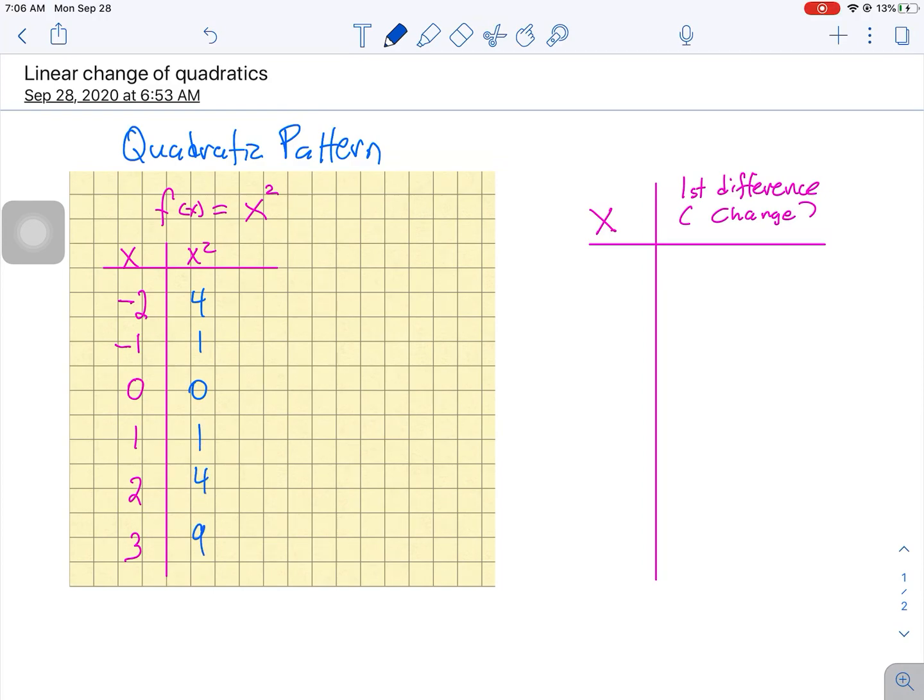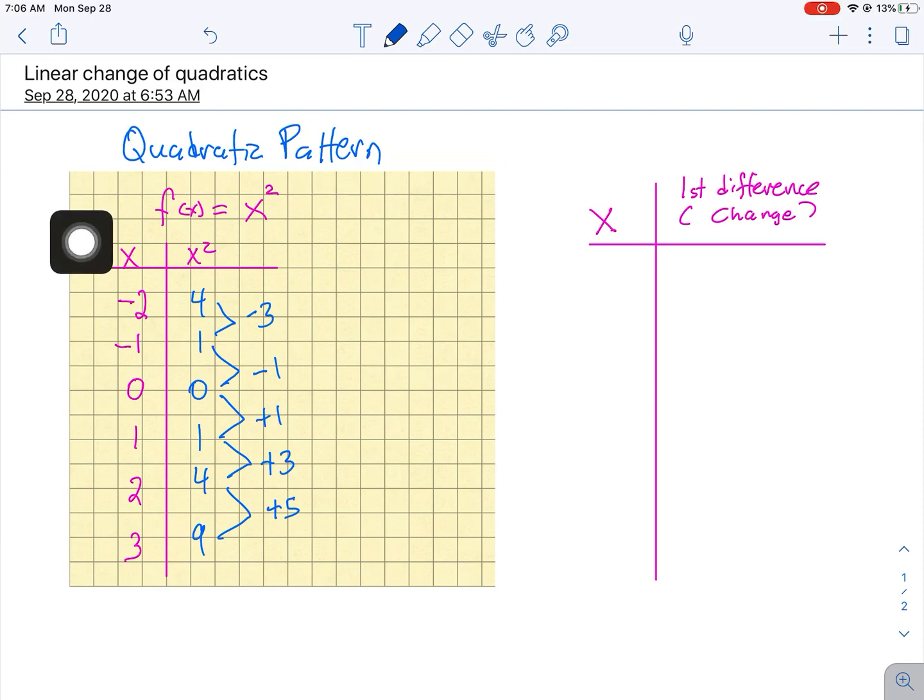4, 9. Now, we can look at the change, the first difference, and we notice it goes down 3. And from 1 to 0, it goes down 1. And from 0 to 1, it goes up 1. 1 to 4, it goes up 3. And 4 to 9, it goes up 5.